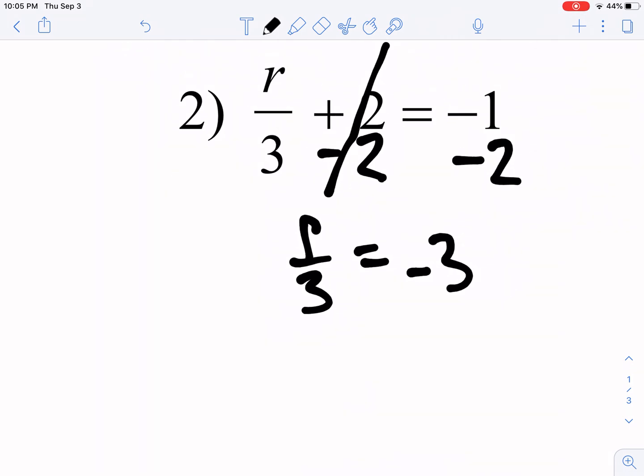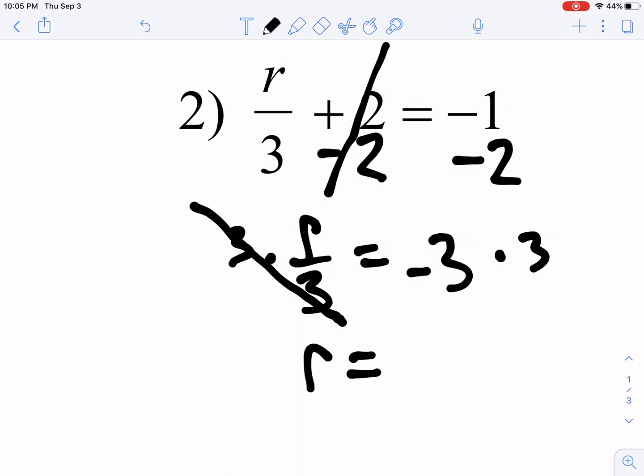I have r divided by 3. How do you undo division? Multiply by 3. Okay, the opposite of dividing by 3 is multiply by 3. This cancels out, but if I multiply by 3 on one side, I have to multiply by 3 on the other side, multiplication property of equality, and I'm left with r is equal to, what's a negative 3 times 3? Negative times a positive is a negative. 3 times 3 is a 9. So my answer is r is equal to negative 9.